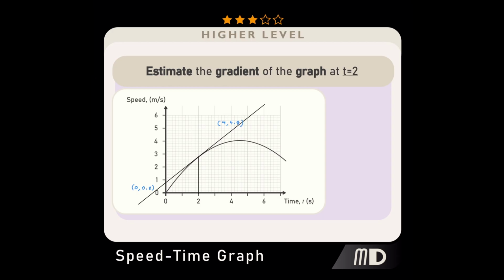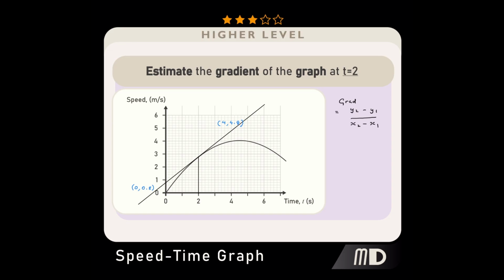The gradient of a line is found by using the rule y2 minus y1 divided by x2 minus x1, where one of the points on the line is (x1, y1), and the other is (x2, y2).